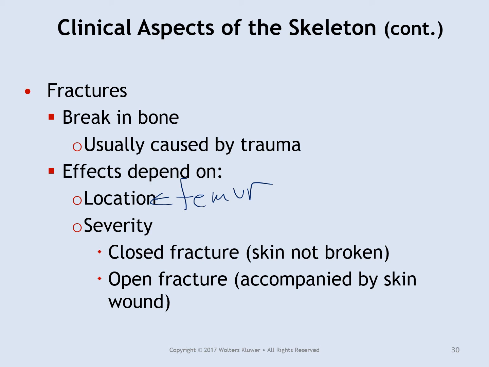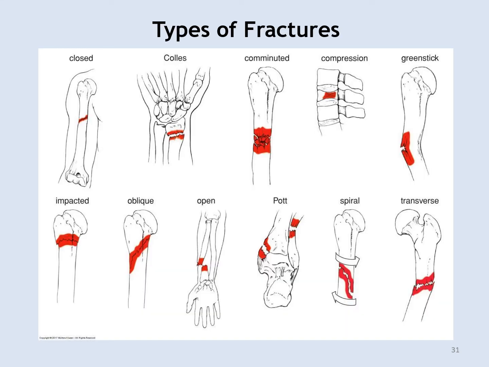The severity of the break is also of concern. A closed fracture happens when you keep the broken bone inside the body. The skin's not broken. In an open fracture, you've got like bone sticking out of your patient's skin. It's pretty bad. The different types of fractures that you might see. We talked about our closed and open fractures here. Closed is in the skin, open is sticking out of the skin.